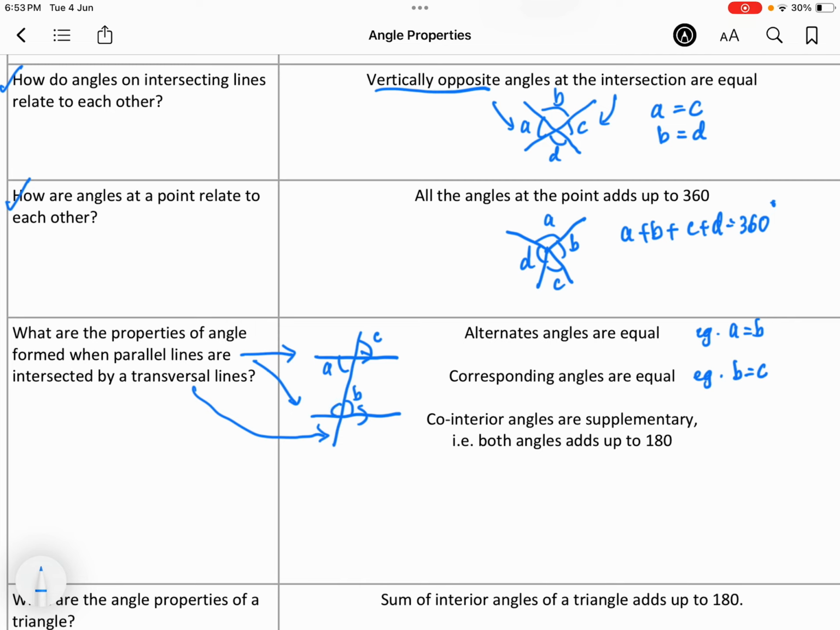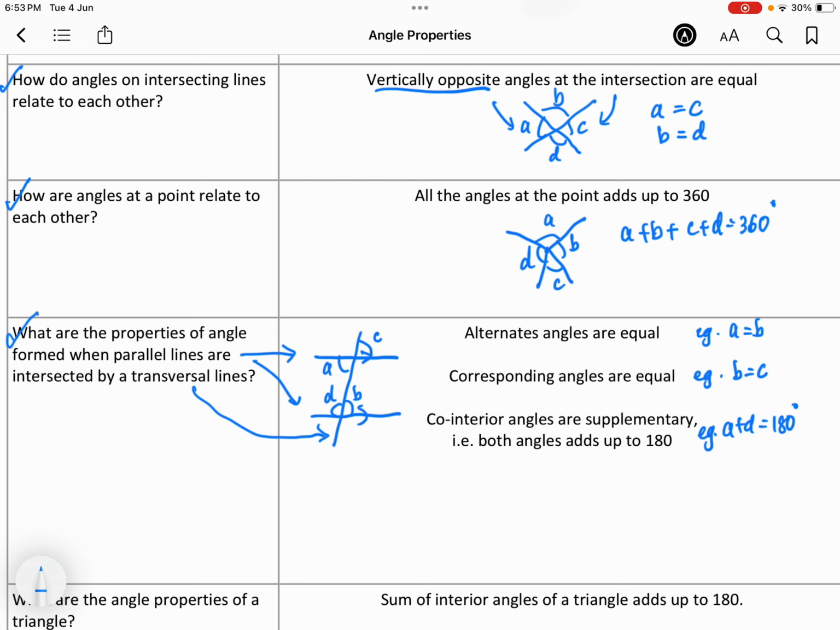Interior angles, so let's say I have a D here. So for example, A plus D are supplementary. So A and D are supplementary, which means A plus D is equal to 180 degrees. So those are the properties: alternate angles, corresponding angles, and co-interior angles.